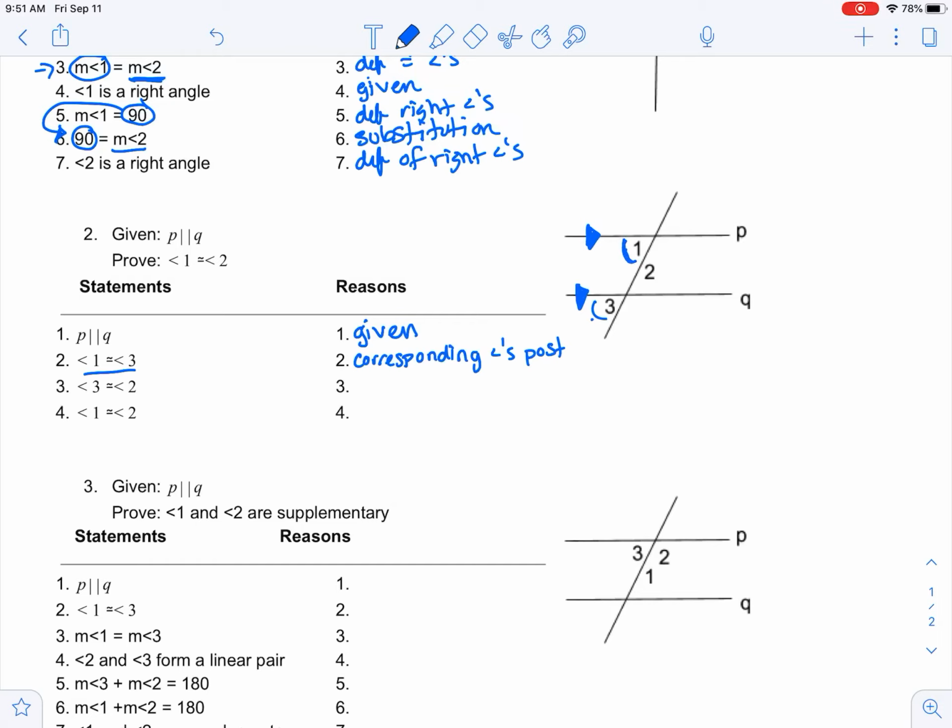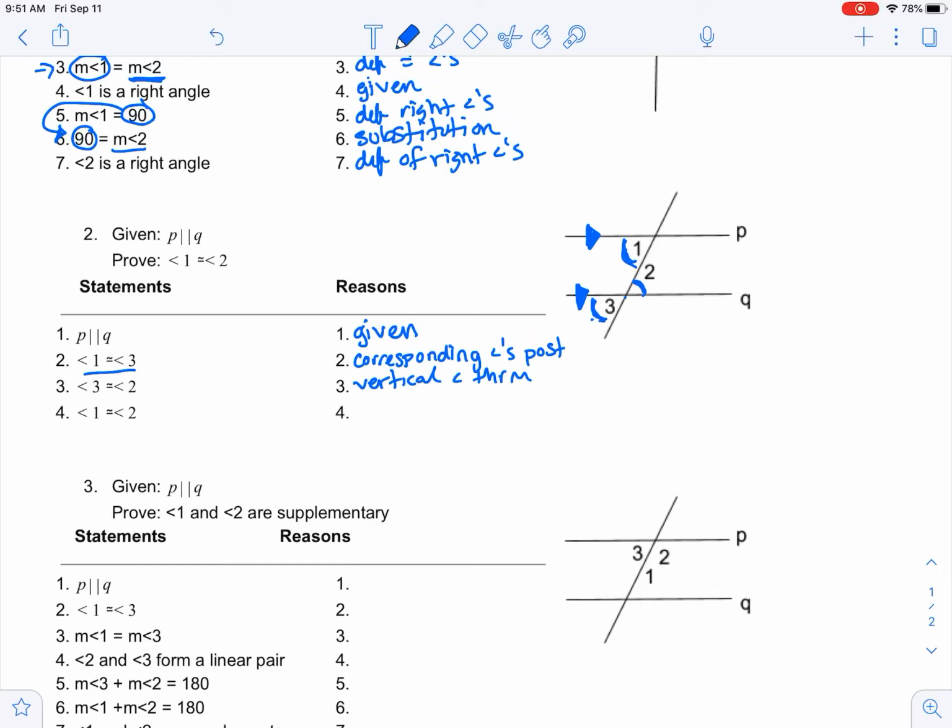Okay, my next line. Well, now that I know that angle 1 and angle 3 are congruent, what do I know about angle 3 and angle 2? Why are angle 3 and angle 2 congruent? Well, they're across the street from each other. Remember, anytime we have that X, they're across from each other. They share the vertex. What kind of angles are those? Those would be vertical angles. So to say that they're congruent, we use the vertical angle theorem.